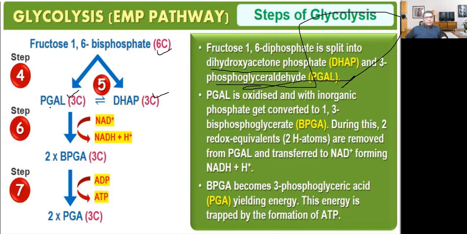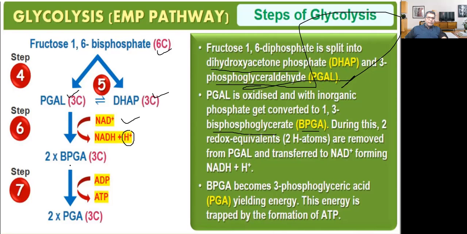Step number 6, PGAL, which stands for phosphoglyceraldehyde, is converted into BPGA. BPGA stands for 1,3-biphosphoglycerate. Here, one molecule of NAD is reduced into NADH, and there is a release of hydrogen and a proton.